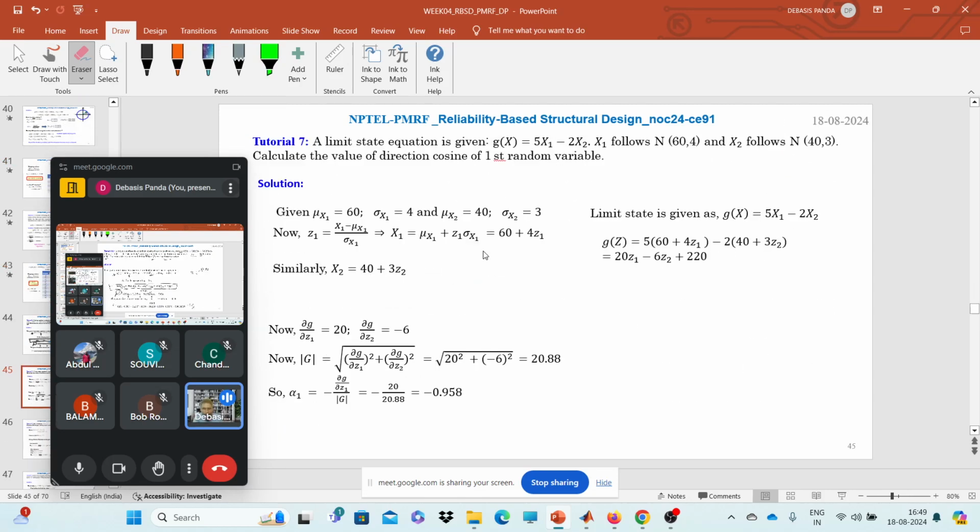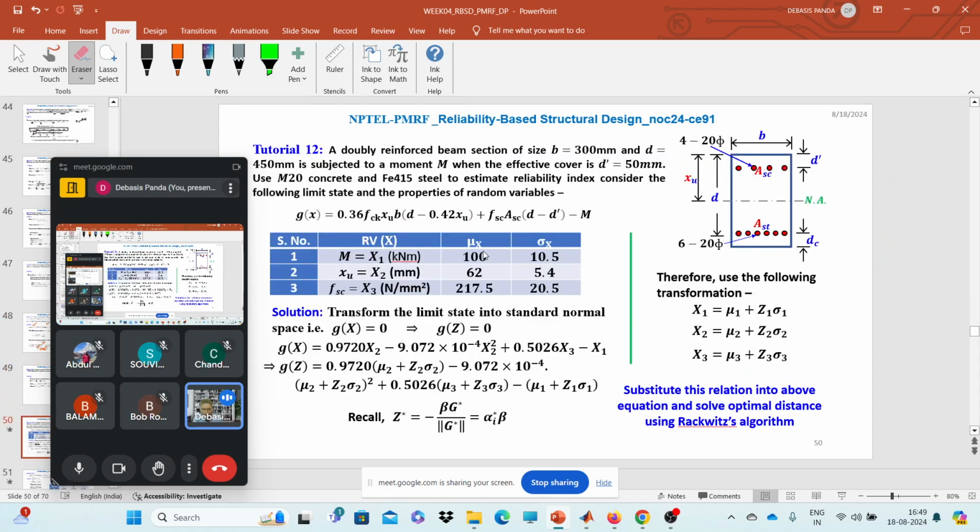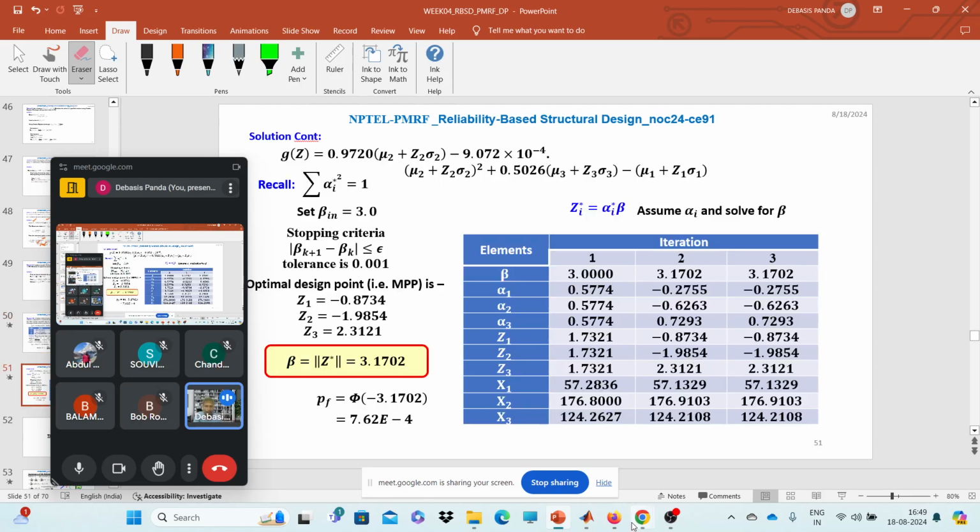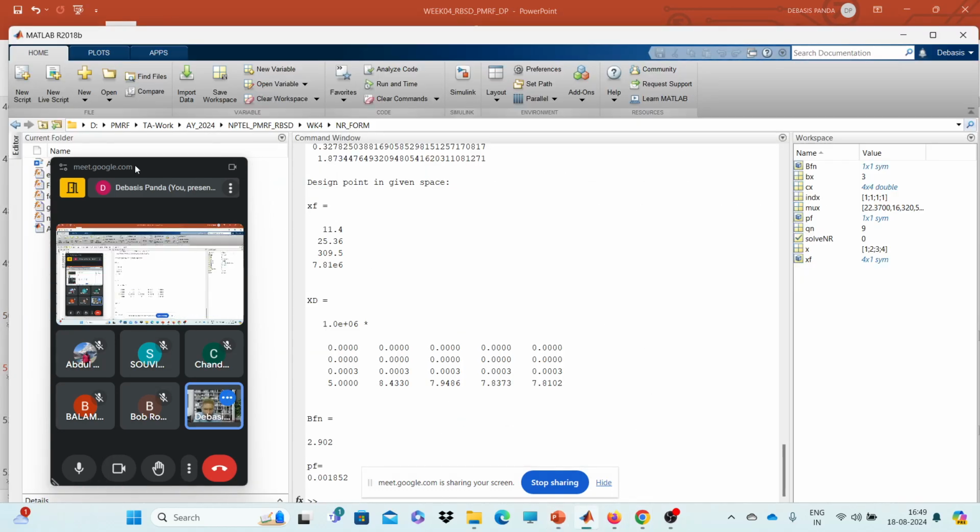Here I think we have another problem, the double reinforced beam section. You can solve this problem too using that. I think I have also added this.